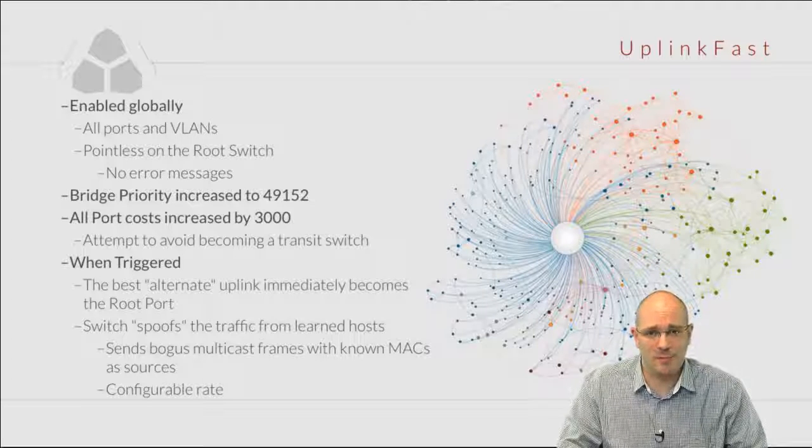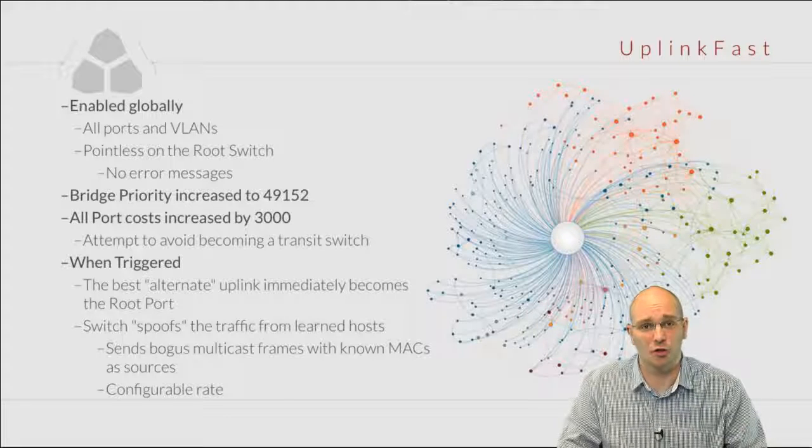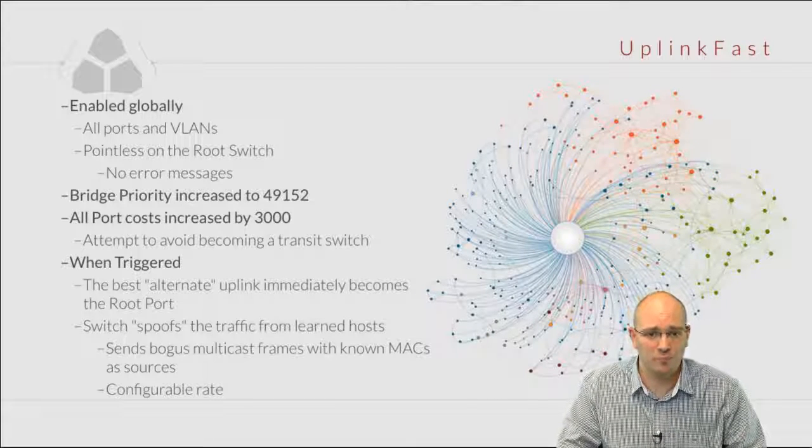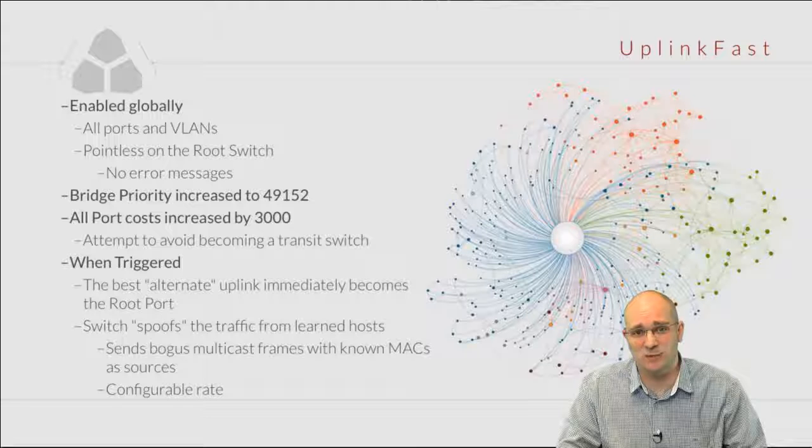Once the feature is enabled, a couple of things are going to happen on the switch. The first, the bridge priority on the switch is going to be increased in an attempt to avoid the switch from becoming the root. The value that it is going to be set for the bridge priority is going to be 49,152. Also, the cost on all ports will be increased by 3,000. This is done in an attempt to avoid the switch from becoming the transit switch. We don't want this switch to pass the traffic for other switches. We want it to be a leaf node.